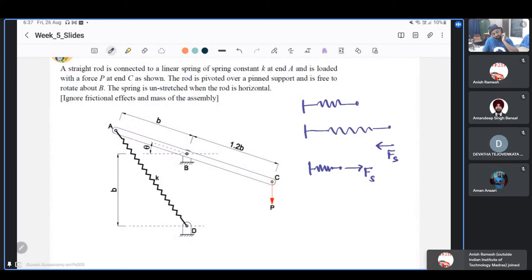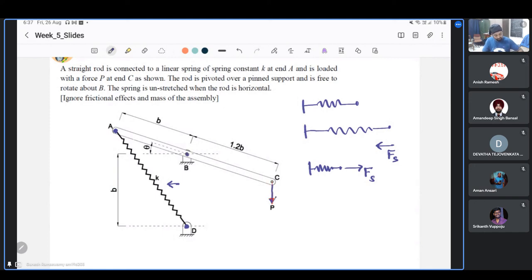So a straight rod is connected to a linear spring. This is the linear spring of spring constant K at end A, and we have this connected at D, and then we have a link. This rod is pivoted at B. So we'll be able to see that when we apply a force downward like this, the spring gets stretched. The rod is pivoted over the pin support and is free to rotate about B. About this point, the rod can freely rotate.